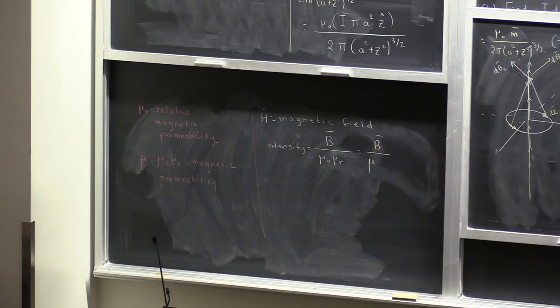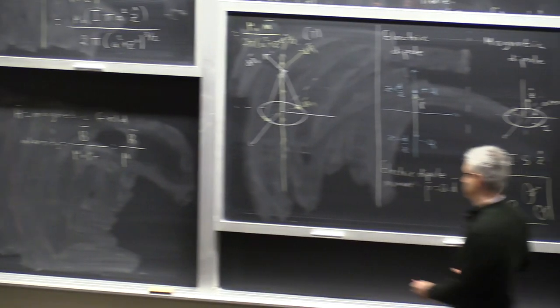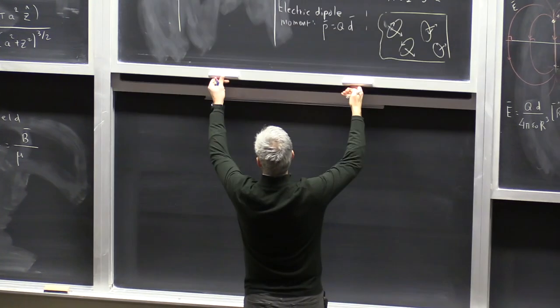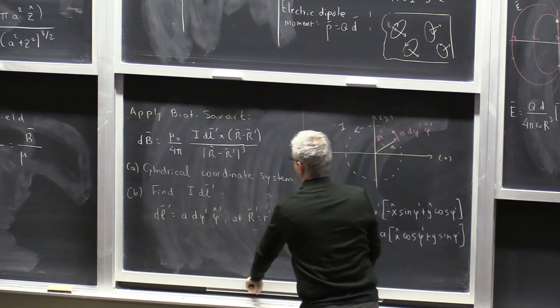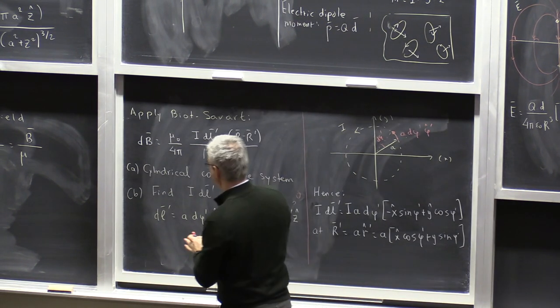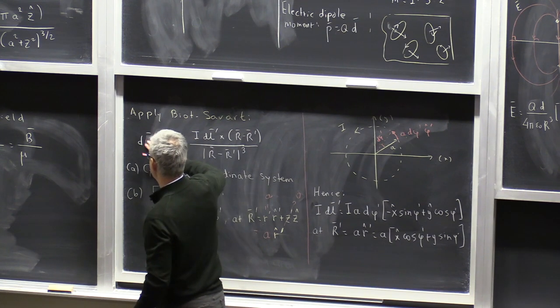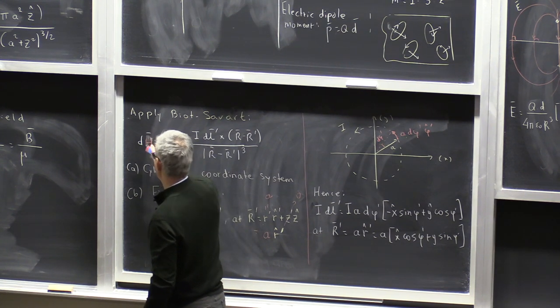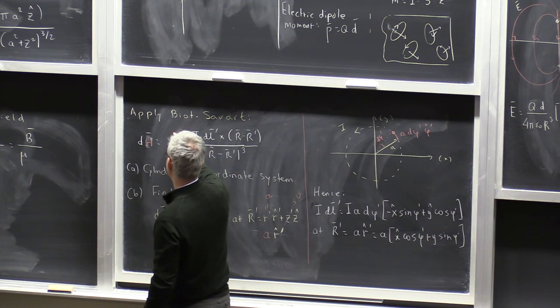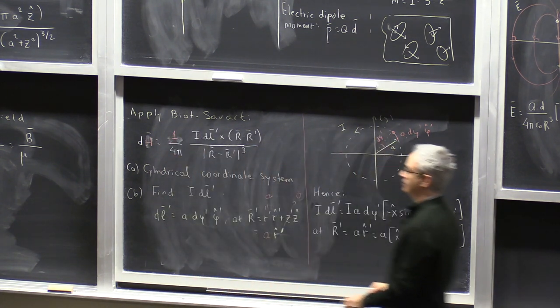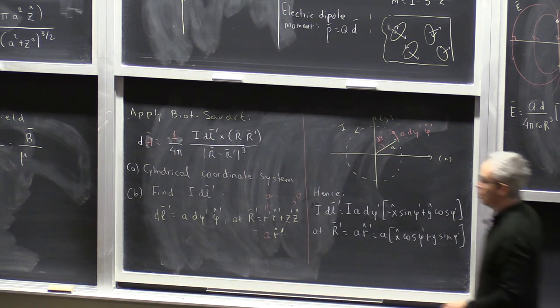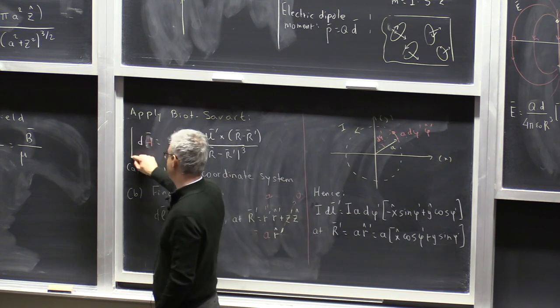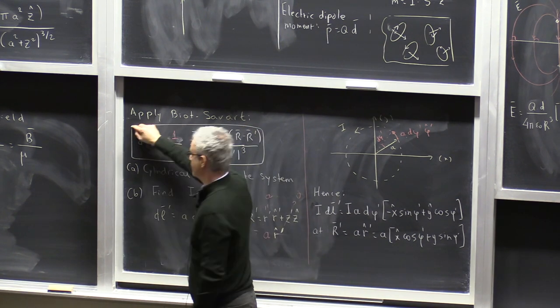Which is the ratio between B and mu. For example, in the Biot-Savart law, if you wanted to recast the law in terms of H, then you would need to simply remove mu naught. So the Biot-Savart law recast with respect to the magnetic field intensity looks like this.